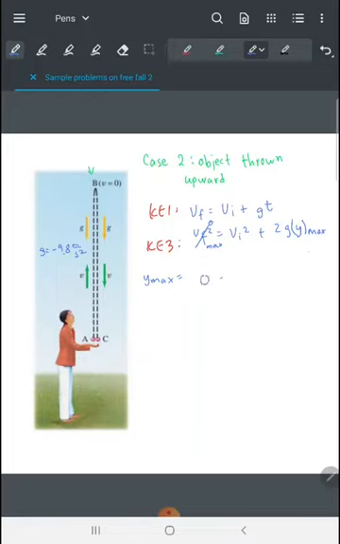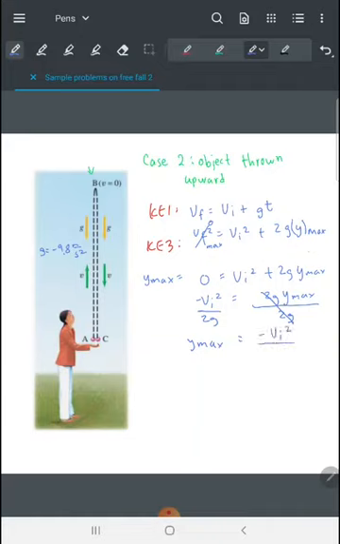So, if that's the case, 0 equals VI squared plus 2G Ymax. So, i-move ko to doon sa kabila, di ba? Or I will add negative VI squared on both sides. Mag-negative na siya kasi nag-transpose, equals 2G Ymax. Divide both sides by 2G. Okay, so this is your formula. Ymax equals negative initial velocity squared over 2 times acceleration due to gravity.